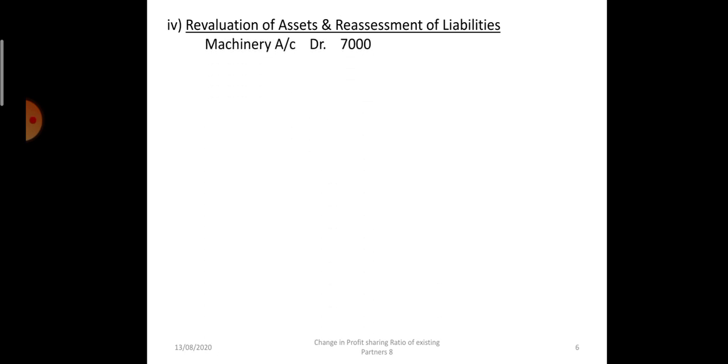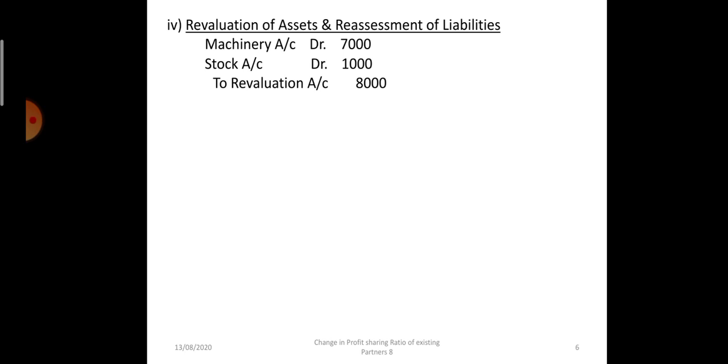Machinery was appreciated by 7,000 rupees. So machinery will be debited. Stock was appreciated by 1,000 rupees. So it's a gain, so it will be credited to revaluation account. So machinery account debit, stock account debit to revaluation account 8,000 rupees. Now there was no other adjustment.